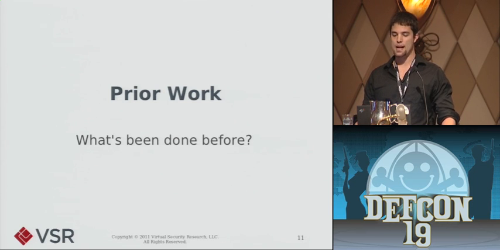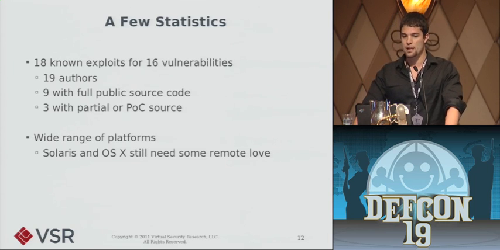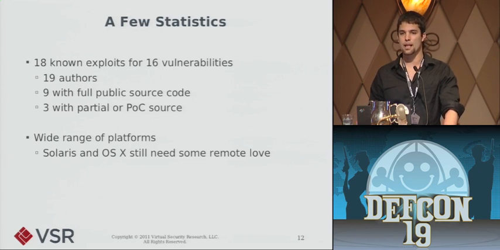So before I get into what I did, I thought it would be prudent to talk about what's been done before. So I looked up and researched every remote kernel exploit I could find anywhere. And I identified 18 exploits that have been talked about or published for 16 unique vulnerabilities. These were written by 19 people. 9 of them have full public source code, many of them Metasploit modules. 3 of them have partial or proof of concept source code. And the rest were discussed in detail at conferences without code. And these exploits cover a wide range of platforms. Solaris and OS X have not had any weaponized remote kernel exploits. So that's future work if you're into that sort of thing.